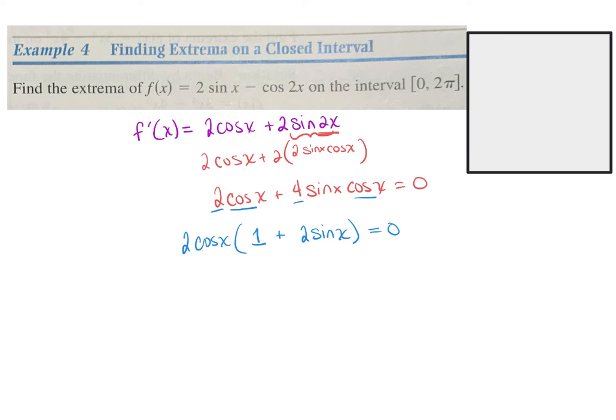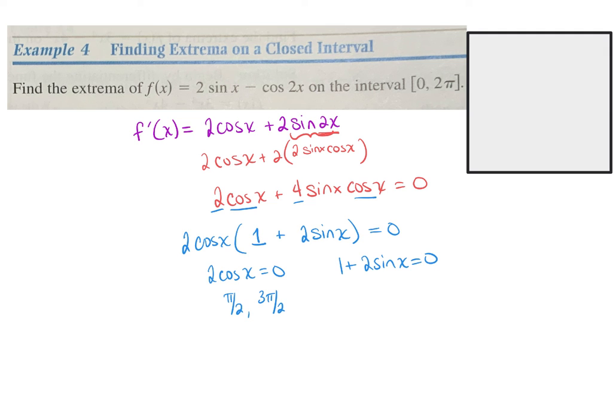What do I do with those two factors? Set them equal to 0. 2 cosine of x equals 0. 1 plus 2 sine of x equals 0. This is basically where cosine is 0. Where is cosine 0? There are 2 places where cosine is 0. Up top and down bottom, right? So it's pi over 2, 3 pi over 2. Yes? Okay. What about this one? Subtract 1, divide by 2. It's where sine is negative 1/2.